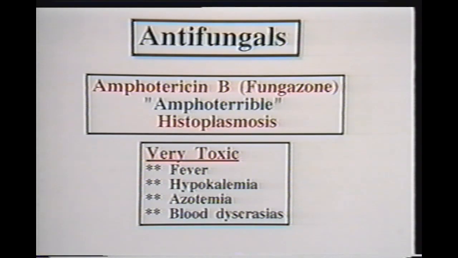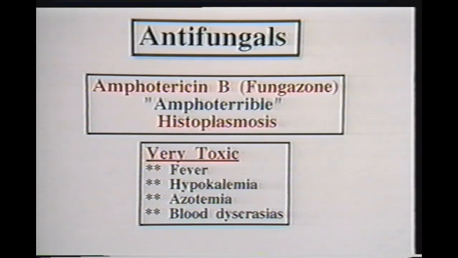And there are just a couple more small categories of medications in the antimicrobial field. Antifungals, and the big one here is amphotericin B, also sometimes known as amphoterrible, because it has such terrible side effects. It can be used to treat histoplasmosis and also other fungal infections that some of your immunocompromised patients may be getting. It's extremely toxic.